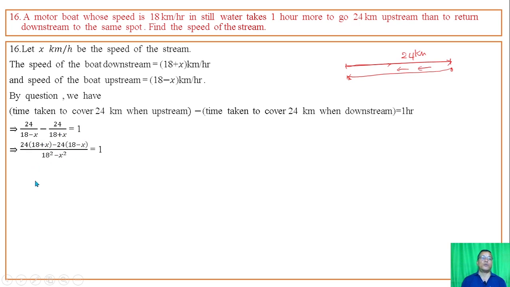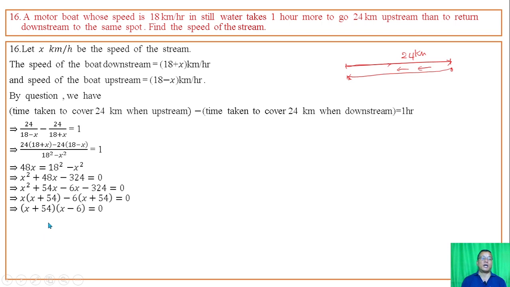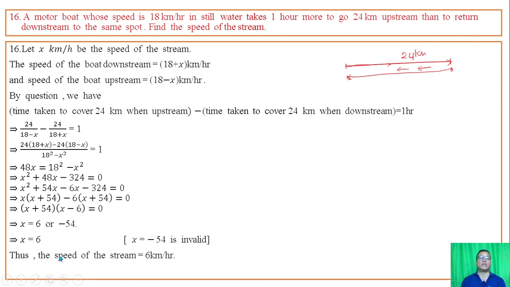Sum up, cross multiply and transfer, and we have a quadratic equation. Factorize by splitting the middle term. Lastly we have x equal to 6 or minus 54. The value of x equal to minus 54 is rejected. Therefore x equal to 6, since x equal to minus 54 is invalid. Thus the speed of the stream is 6 km per hour.